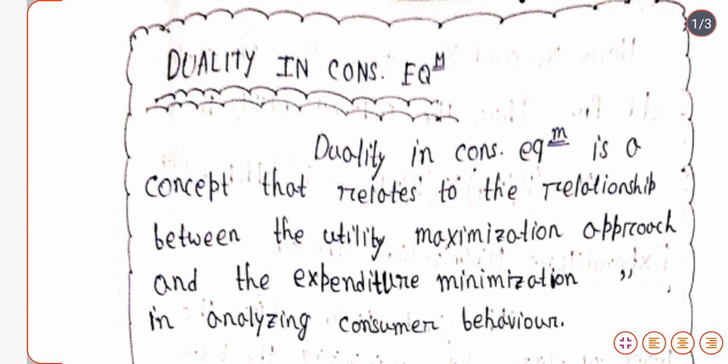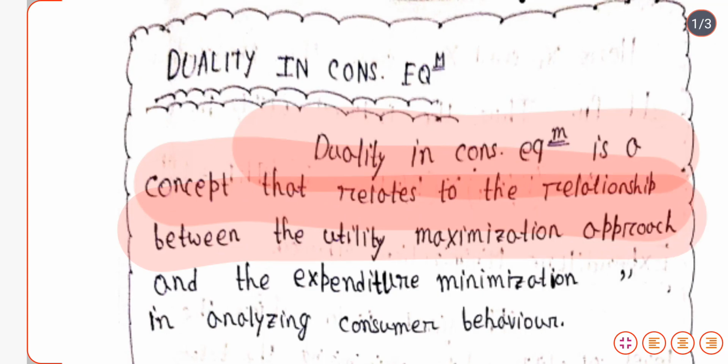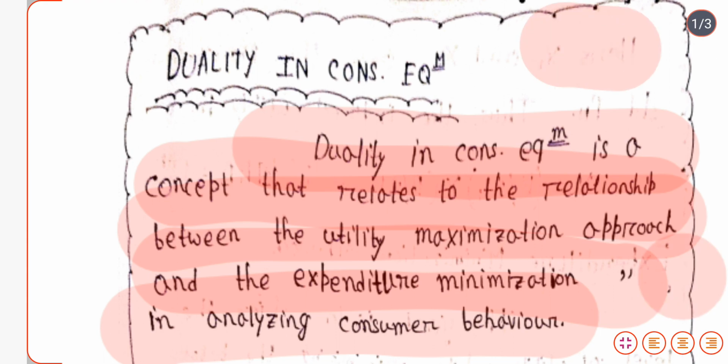So these two perceptions are called duality in consumer equilibrium. One is keeping your utility the same and minimizing the cost, and the second one is getting high utility with the limited income that you have. Duality in consumer equilibrium is a concept that relates to the relationship between the utility maximization approach and the expenditure minimization approach in analyzing consumer behavior, that is, the utility maximization approach and the cost minimization approach.